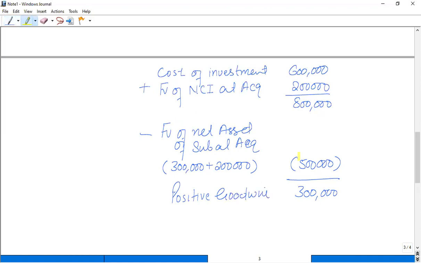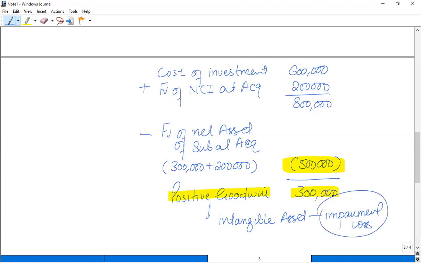What have we paid? We have paid 800,000 against the net assets of the subsidiary. So the excess value is called positive goodwill. The accounting treatment is that it is to be recognized as an intangible asset, and it is subject to impairment loss. At each year end, you have to review for impairment loss. If you think that the carrying amount is greater than the recoverable amount, then you have to book an impairment loss. And remember that an impairment loss is an expense.